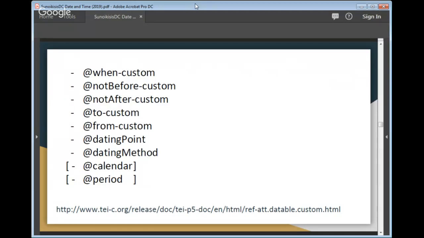Worth noting that the existing attributes that already existed in TEI, calendar and period, are also useful in this case. Calendar, I should point out, describes the calendar of the transcribed content, not necessarily the calendar to which you're normalizing it, and the dating method describes the calendar to which the custom attributes are normalized. You don't need to say which calendar the regular dating attributes, when, not before, etc., are normalized to, because they're always normalized to the Gregorian calendar.